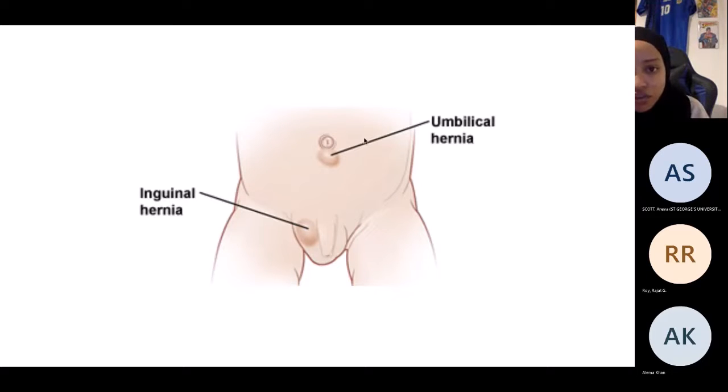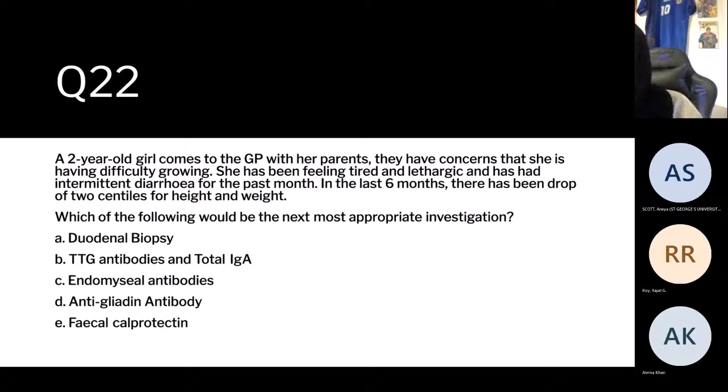As you can see, you've got the umbilical hernia, and then you have the inguinal hernia here. As we mentioned, it's quite common for it to be strangulated. So you do want to make sure to keep track of it and do a herniotomy if there are any signs of it being strangulated. Next question.